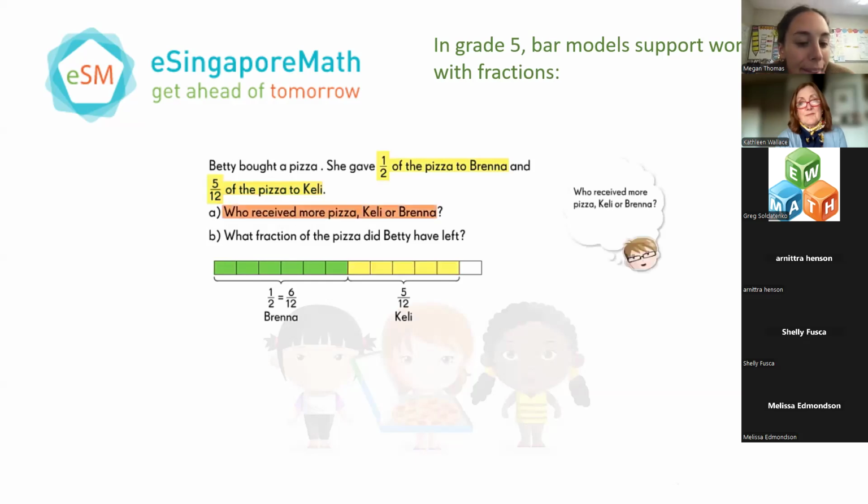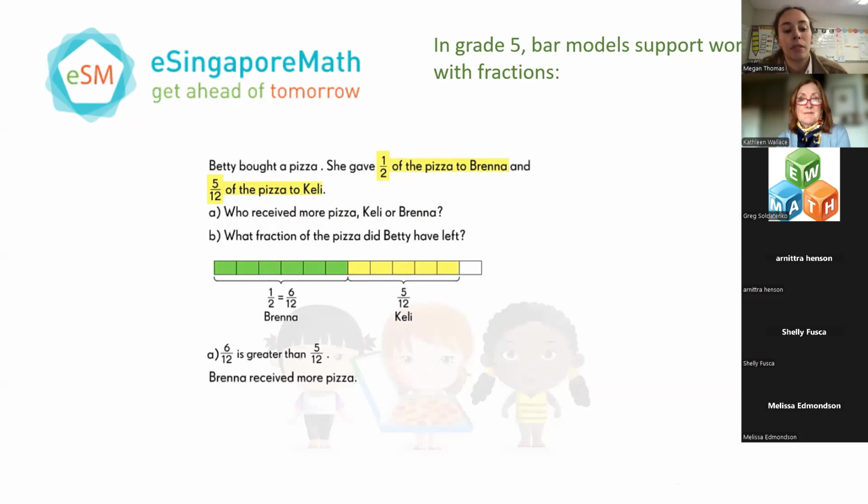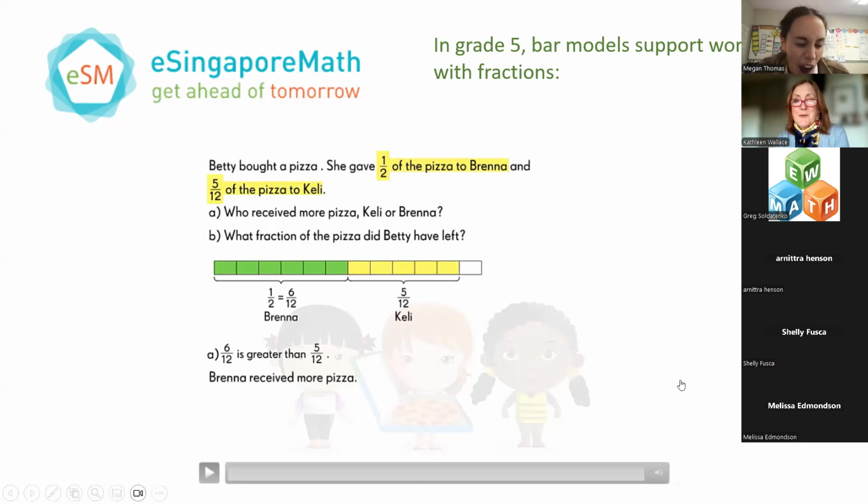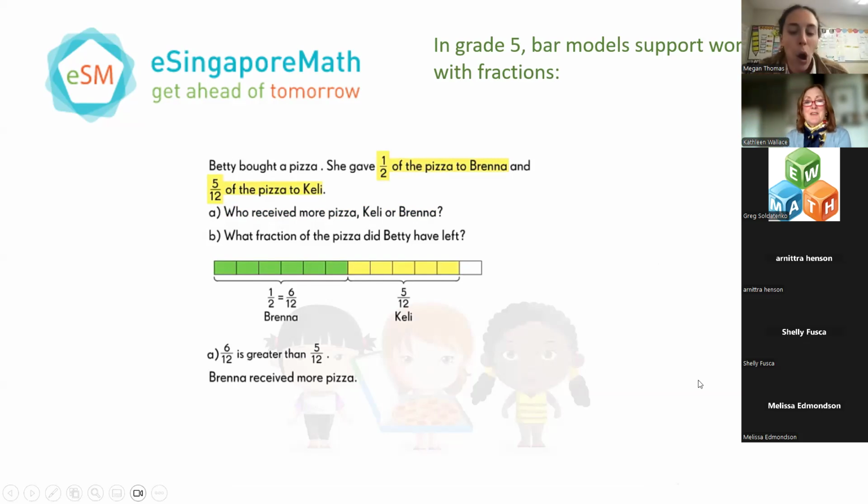Who received more pizza, Kelly or Brenna? We can see that Brenna received 6 out of 12 parts, and Kelly received 5 out of 12 parts. 6 parts is greater than 5 parts. Therefore, Brenna received more pizza. There we go. I left off the part about how much they have left, but as you can see, this takes a fairly complicated fraction-based word problem and makes it very clear and accessible.